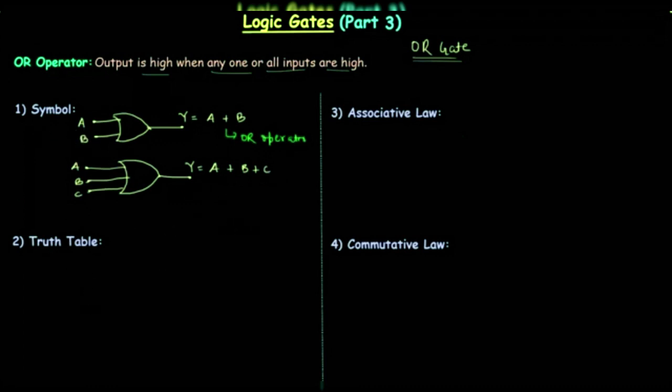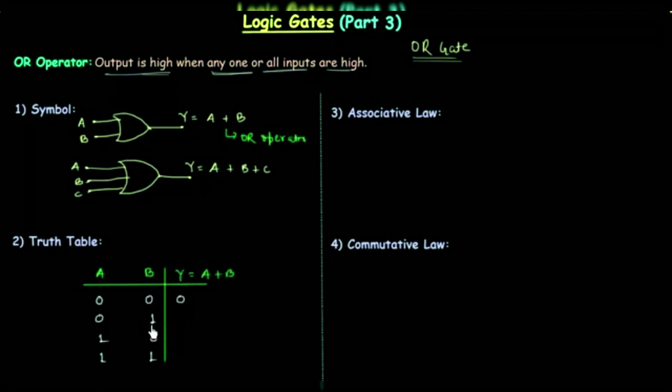Now we will move to truth table, and I will take 2 input OR gate. A, B are the 2 inputs, and Y is the output. It is equal to A or B. As there are 2 inputs, we will have 4 combinations. And for first combination, you can see we have A equals to 0 and B equals to 0. And from this definition, the output is high when any one or all inputs are high. But in this case, A is 0 and B is 0. So we don't have any input equals to 1. So output Y is going to be 0.